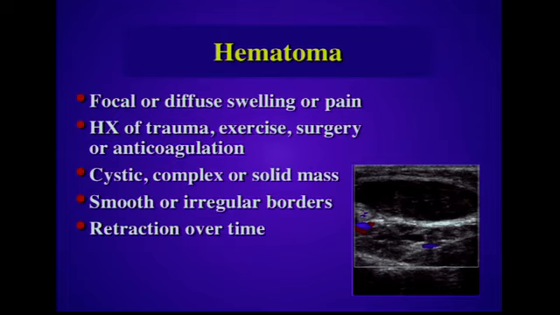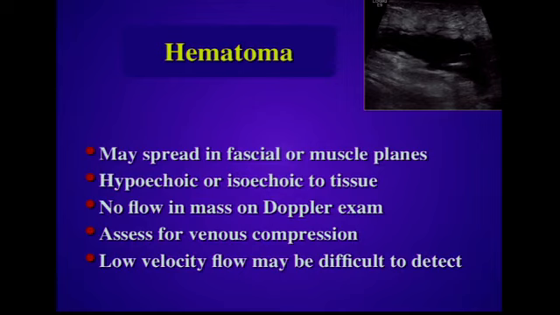One feature of hematoma is that it will retract over time, and so following up these abnormalities may be helpful when the etiology is uncertain. Hematoma may spread within the fascial or muscle planes, and it may become hypoechoic or isoechoic to tissue. One of the key features of hematoma is that there will be no flow in the mass or collection on Doppler study.